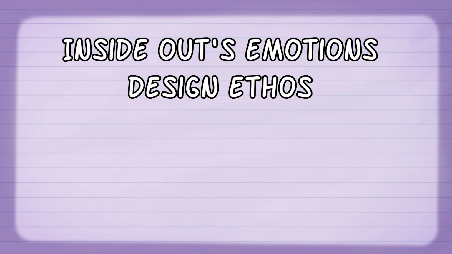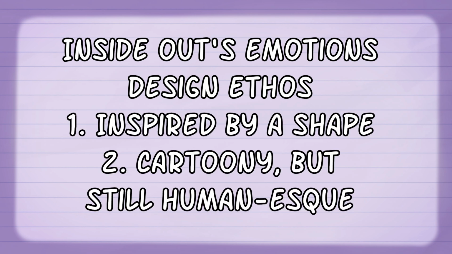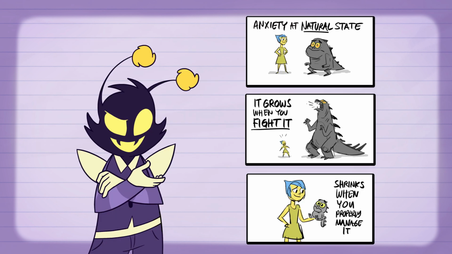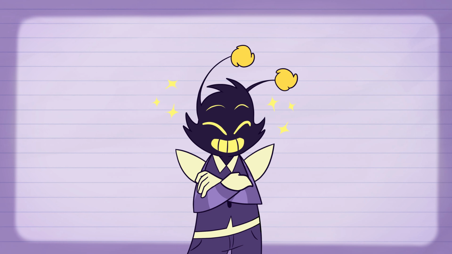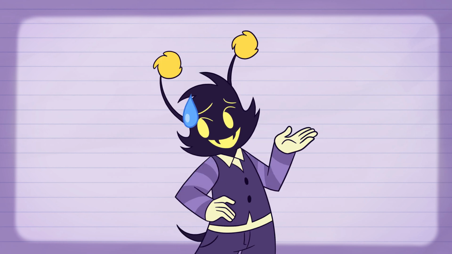The style rules in question basically come down to 2 points. 1, they need to be inspired by a shape of some kind, and 2, they are cartoony, but they're still human. Like this concept art for 2, with anxiety was going to be turned into this big old Godzilla monster and stuff. That would be really cool, but that doesn't quite fit in with the other emotions. That's what I mean, that's a little too out there.